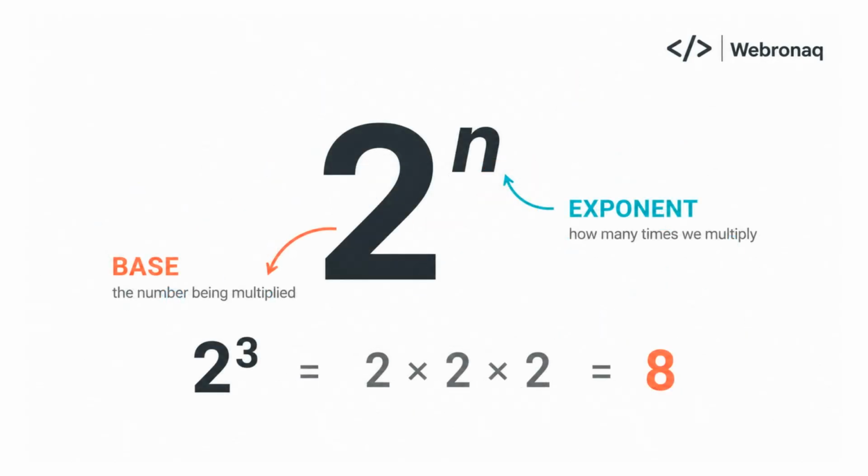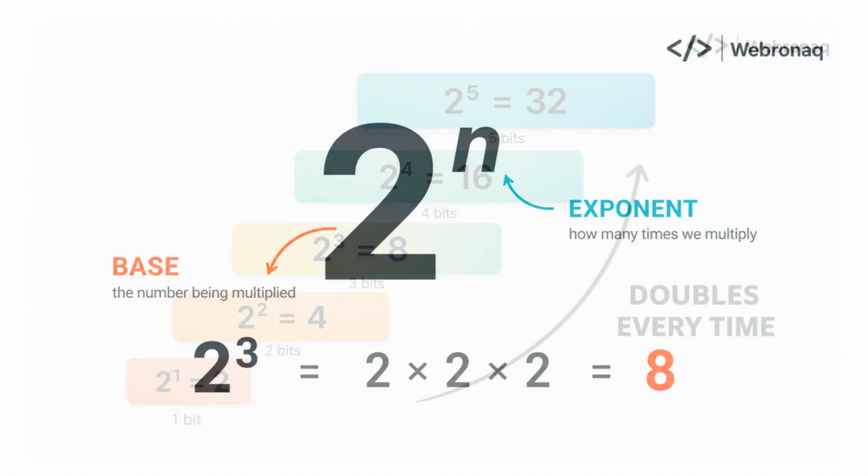All right, let's start with the basics. When you see 2 to the n, the 2 at the bottom is called the base. That's the number we're multiplying. The little n sitting up top is called the exponent, and it tells us how many times we should multiply that base by itself. So 2 to the power of 3 simply means 2 times 2 times 2, which gives us 8. That's it. No complicated math, just repeated multiplication. Now, let's see why this little formula is so important in computing.